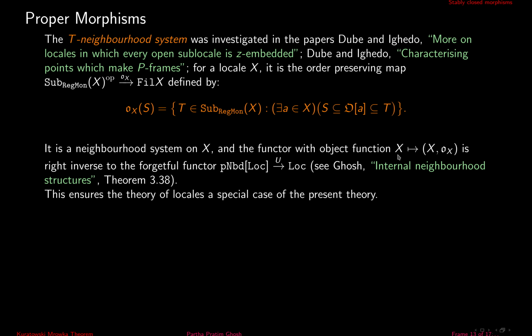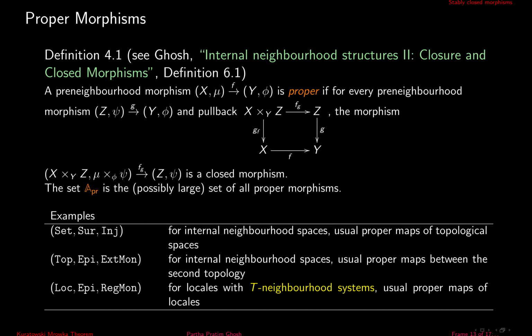And the functor, which assigns to each locale X this T-neighborhood system on X, turns out to be a right inverse to the forgetful functor, which means that this T-neighborhood system is a canonical neighborhood system on locales such that each localic map becomes a pre-neighborhood morphism. And hence, the theory of locales turned out to be a special case of this present theory. And we have proper maps agreeing with the usual proper maps of locales when they are put these T-neighborhood systems.